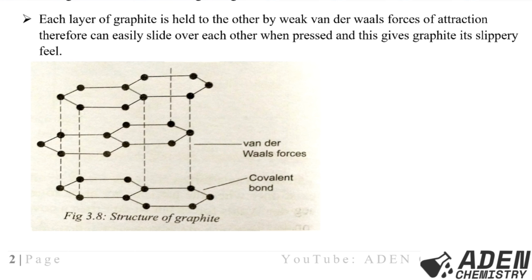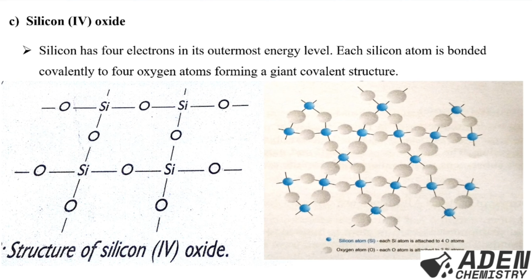So we go next to the third one, and that is silicon dioxide. So silicon has 4 electrons in its outermost energy level, and we are told each silicon atom is bonded covalently to 4 oxygen atoms, forming a giant covalent or giant atomic structure. And this is how the structure of silicon dioxide looks like.